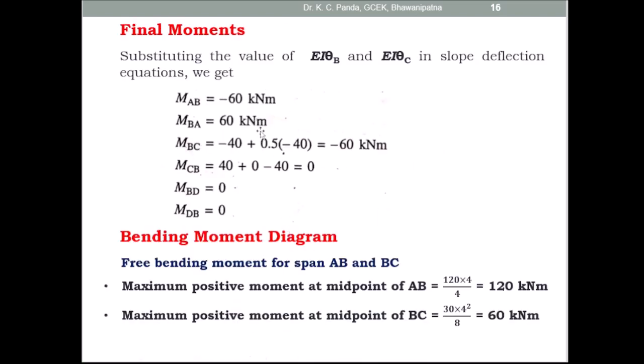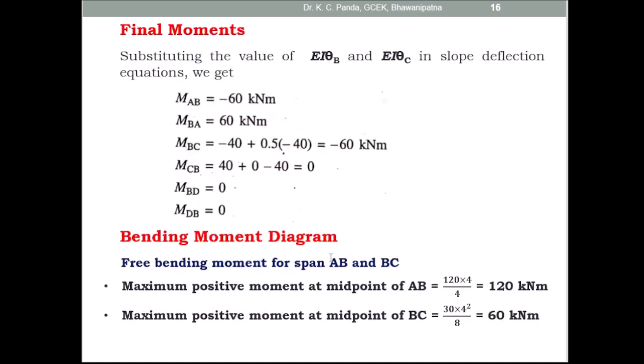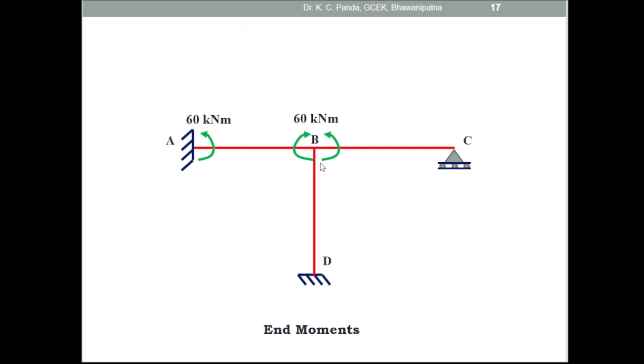Here these are the support moments, so you give the direction of the support moments. MAB is negative, so give the direction anti-clockwise. MBA is positive, so give the direction clockwise. MBC is negative, so give the direction anti-clockwise. MBD is equal to 0, so there is no moment here, and MDB is also equal to 0, so here also there is no moment. The sum of the moments at B is equal to 0, and MCB also has no moment.